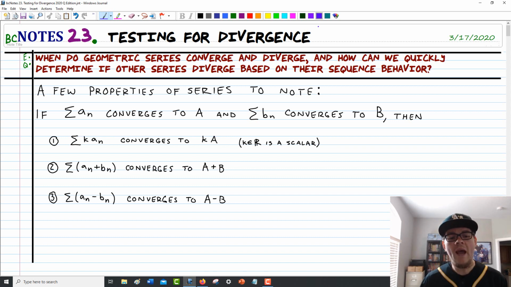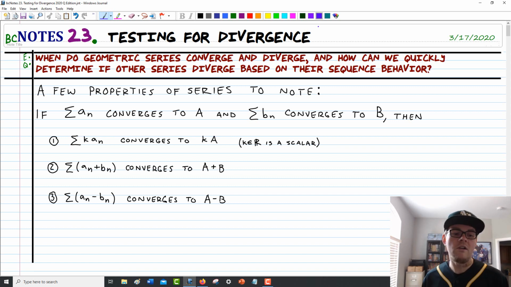The second one says if you add the terms of the two separate sequences together to form a series that sums up those two things, the sum is just the sum of those two series. And then third, it says that if you take the difference between the two series, the final series converges to the difference of those two series.